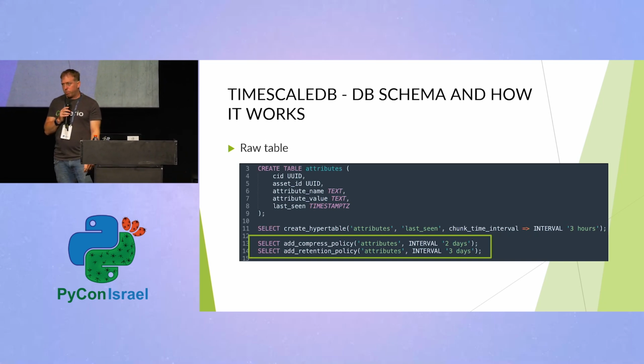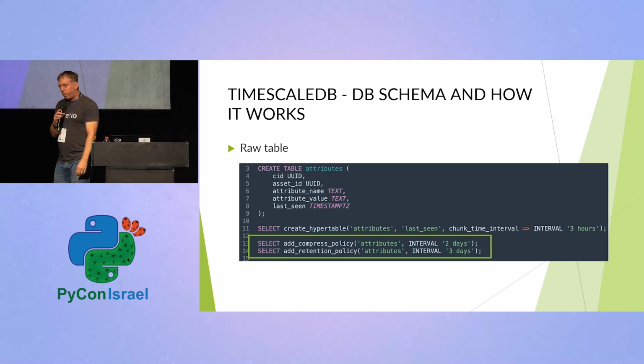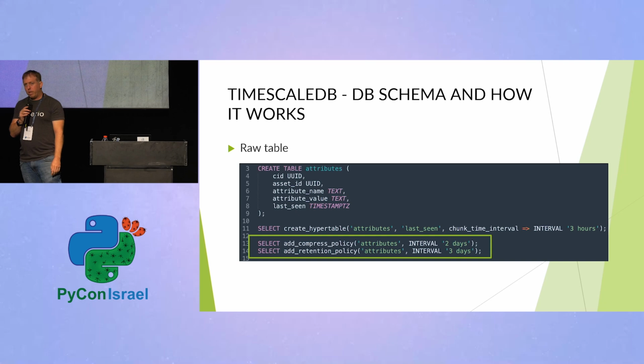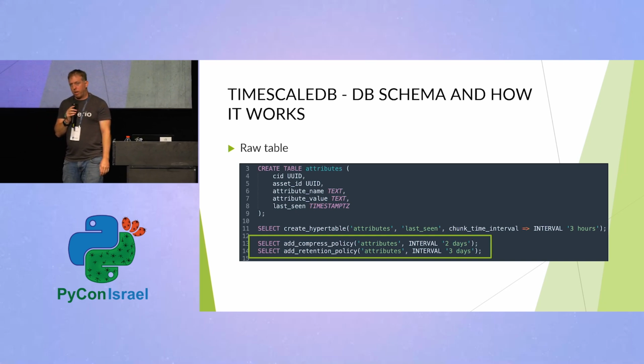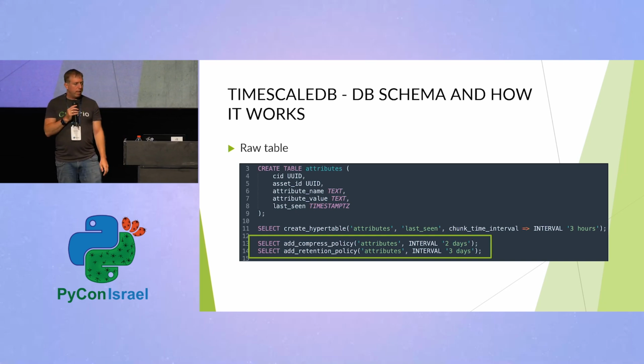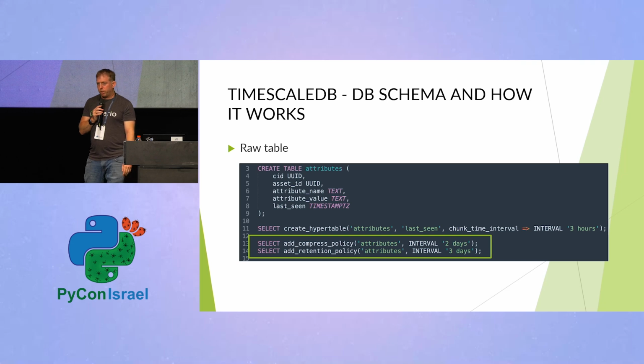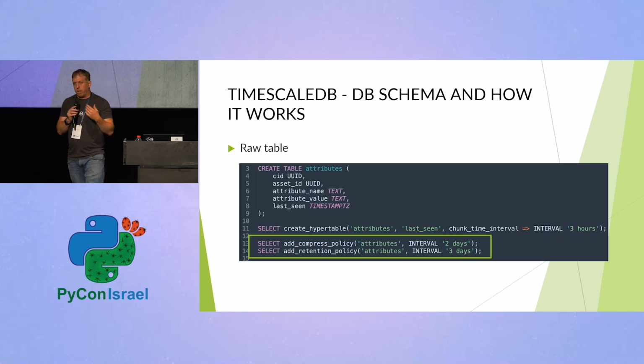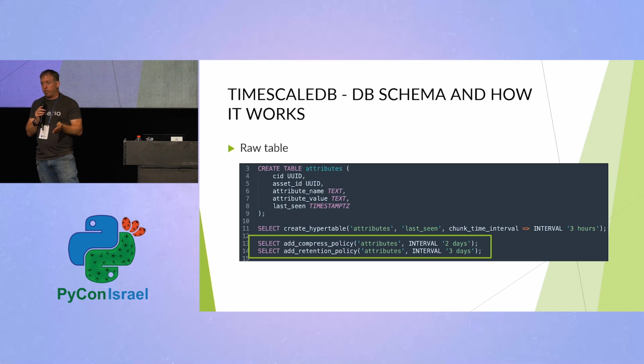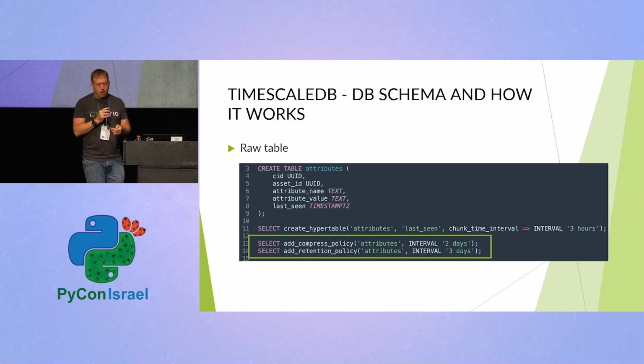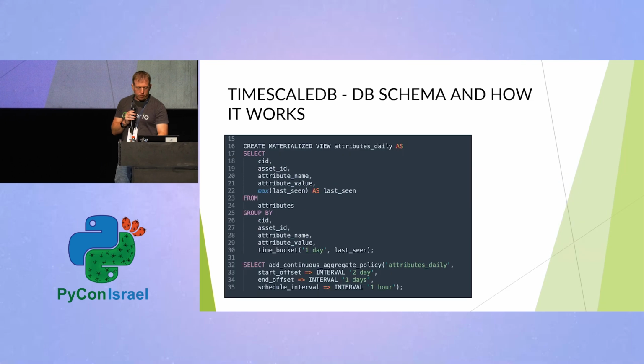Then you have the storage policies. So there are two types of storage policies. There's a compression policy, which helps you optimize the storage size. And then there's retention policies, which helps you utilize your disk better, because you don't usually need all the data from all the time backwards. So the database helps you handle this swiftly.